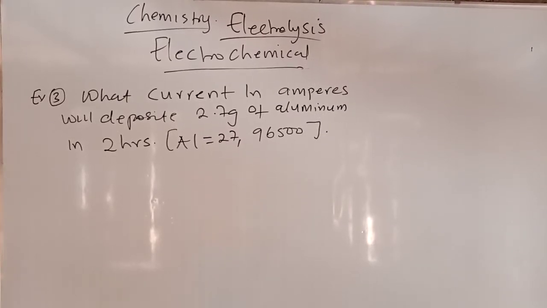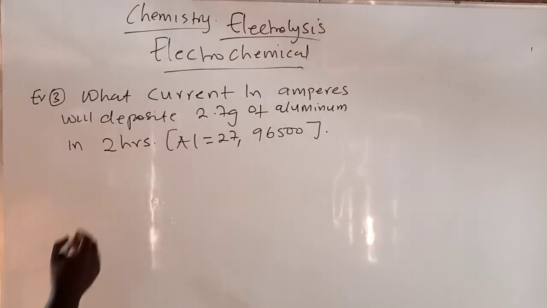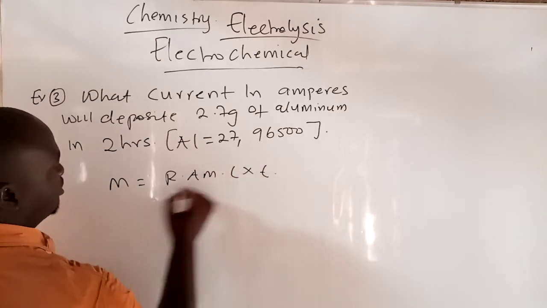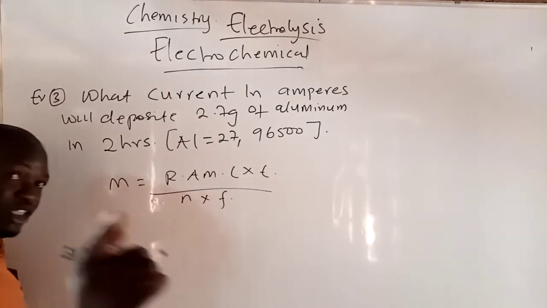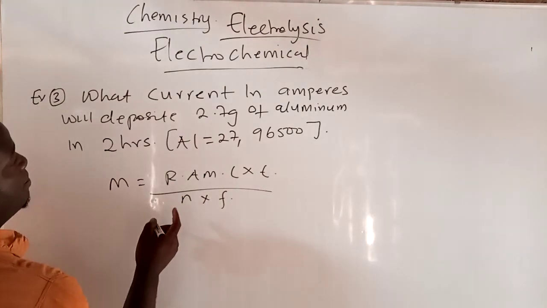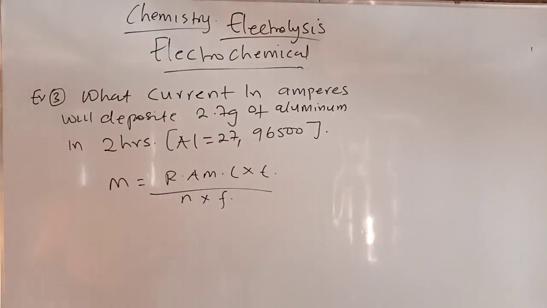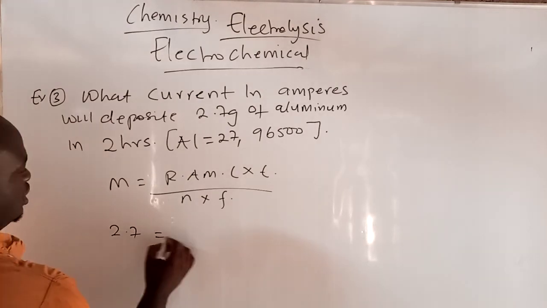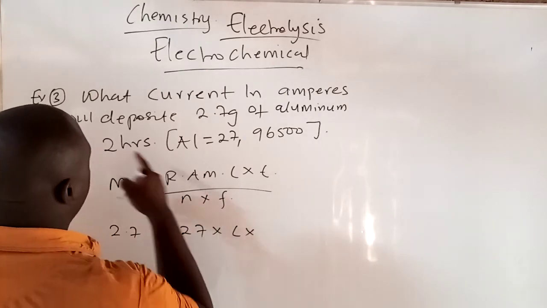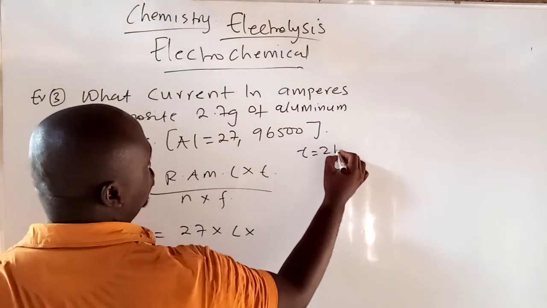You have a second example. What current in ampere would deposit 2.7 grams of aluminium in 2 hours? All we need to do is write our beautiful formula that M is relative atomic mass times current times time all over N times F. Pause the video, solve it immediately, very fast, get serious. And then they want us to get our current, so you have your mass, which is 2.7, is equal to 27 times current times, remember, the time is 2 hours, so we are converting.